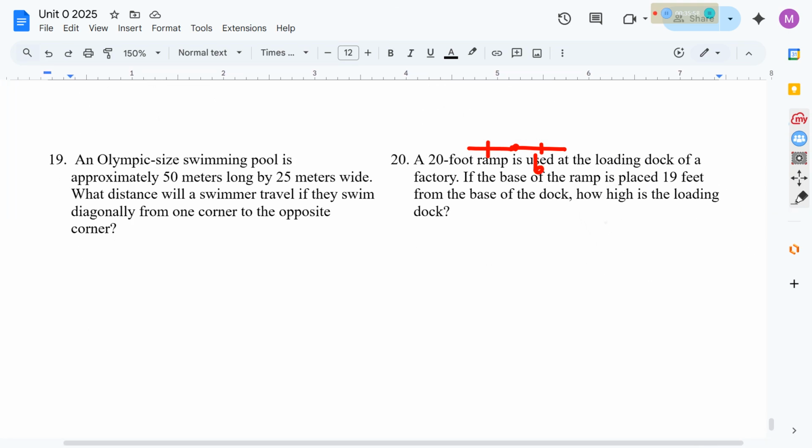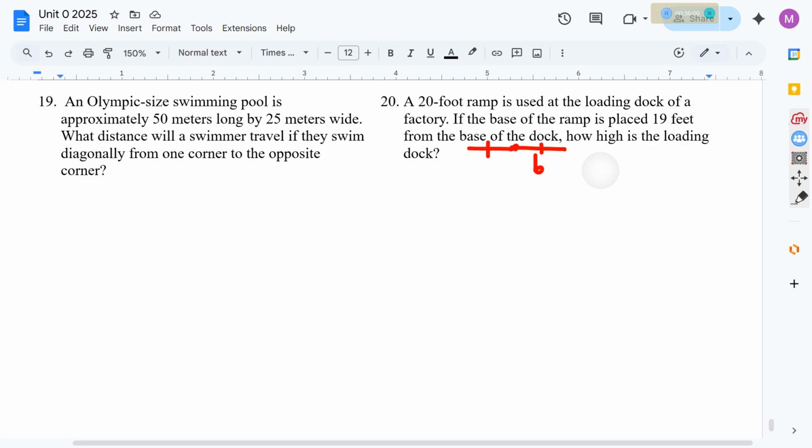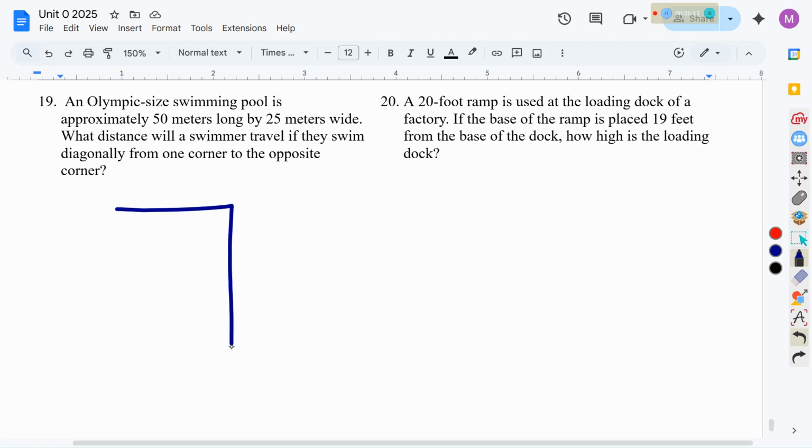So let's take a look at both of these, and we could draw the diagram that we have here. An Olympic-sized swimming pool is approximately 50 meters long by 25 meters wide. So it's telling us that we have a rectangle, and it's saying that that's 25 by 50.